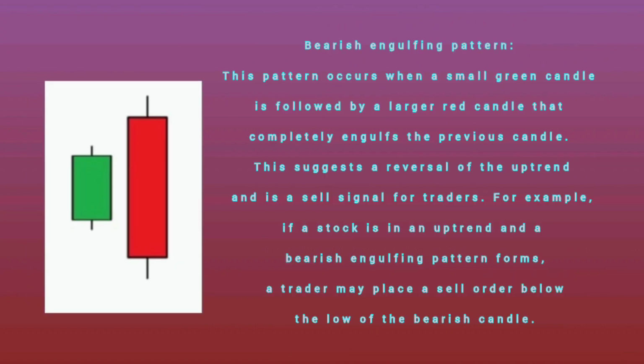Bearish engulfing pattern. This pattern occurs when a small green candle is followed by a larger red candle that completely engulfs the previous candle. This suggests a reversal of the uptrend and is a sell signal for traders. For example, if a stock is in an uptrend and a bearish engulfing pattern forms, a trader may place a sell order below the low of the bearish candle.